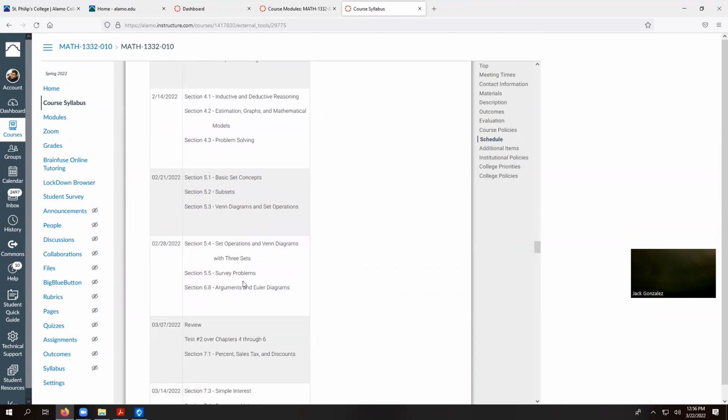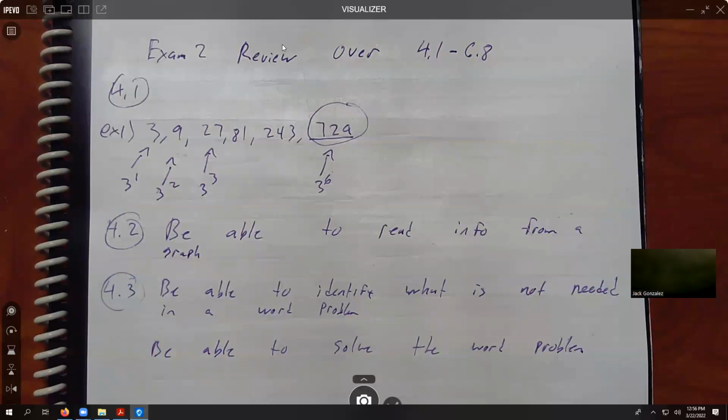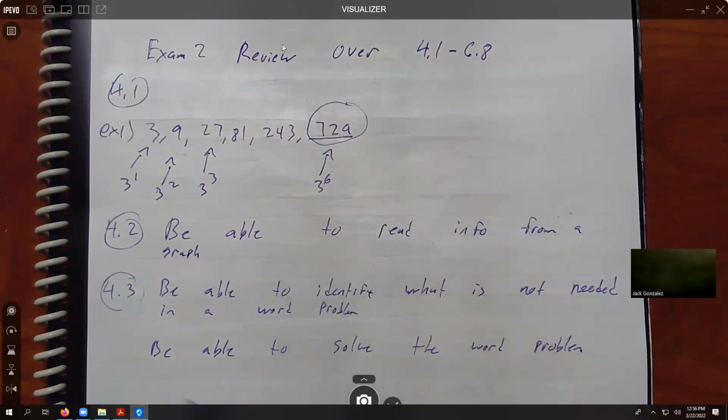So 5.1 is when we get to the sets. So you'll have probably these first few sections, and this material would cover maybe 4 questions. And then after that, it's all about sets.